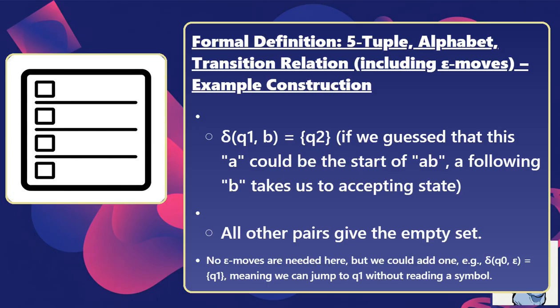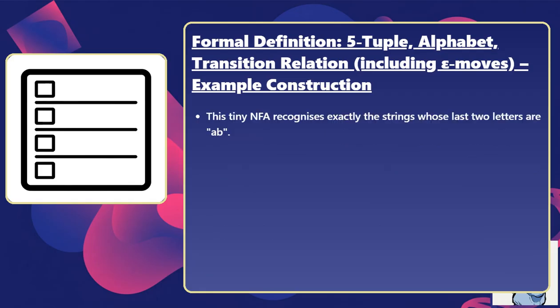No epsilon moves are needed here, but we could add one. For example, delta of Q0 and epsilon equals {Q1}, meaning we can jump to Q1 without reading a symbol. This tiny NFA recognizes exactly the strings whose last two letters are AB.